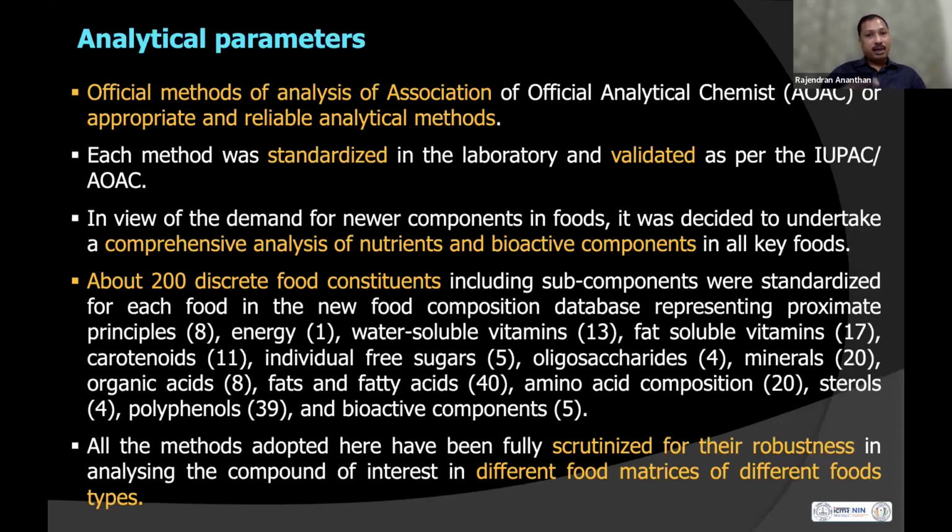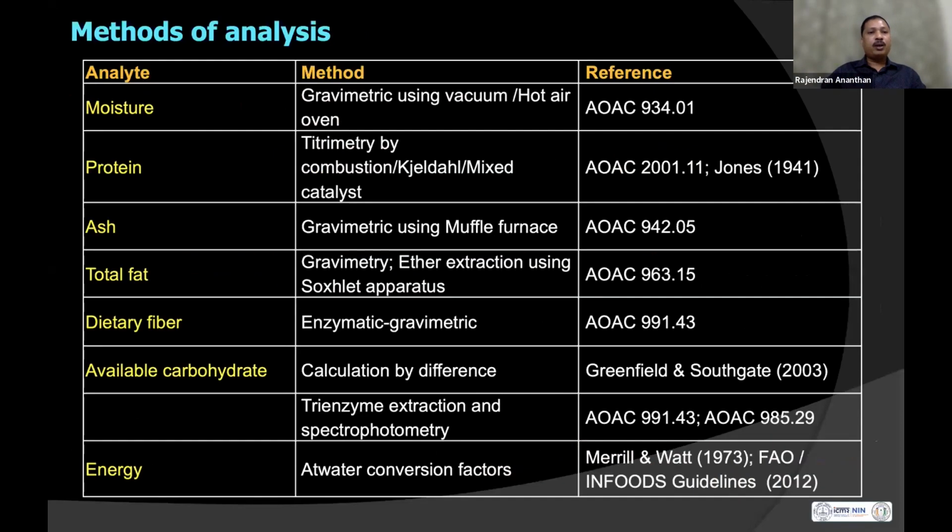And for the different matrices, we had to check how the same method behaves across different food groups. The method which we used for cereals and legumes should also be acceptable for roots and tubers, where more water content is there. So based on these different matrices, the method's adjustability was tuned before starting the original analysis. These are the different methods which were used.